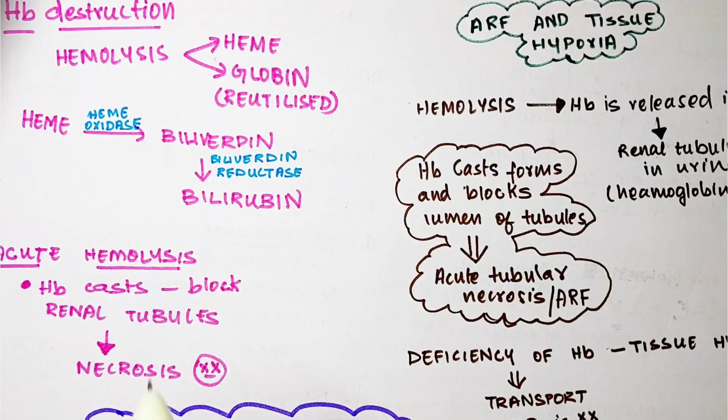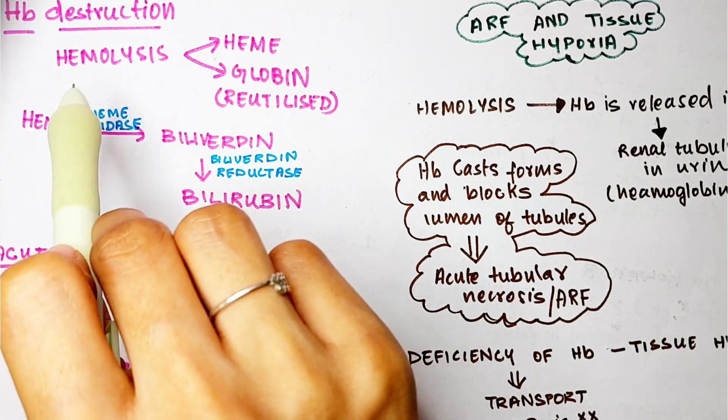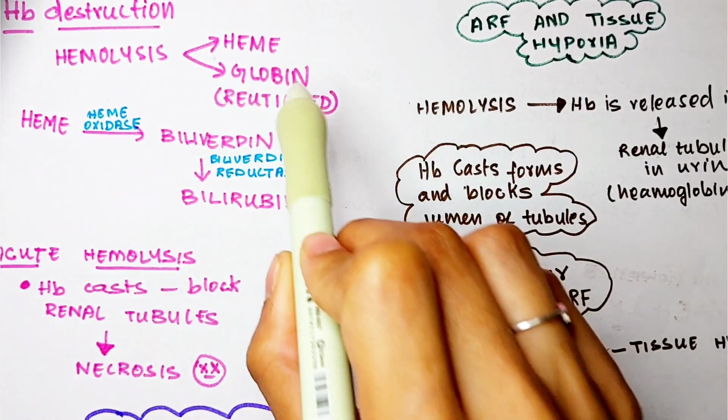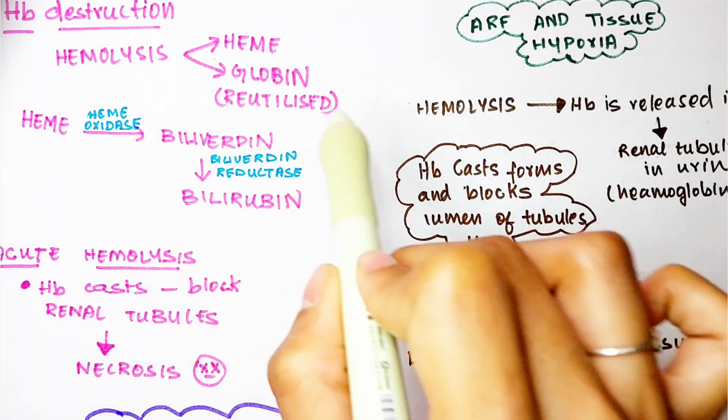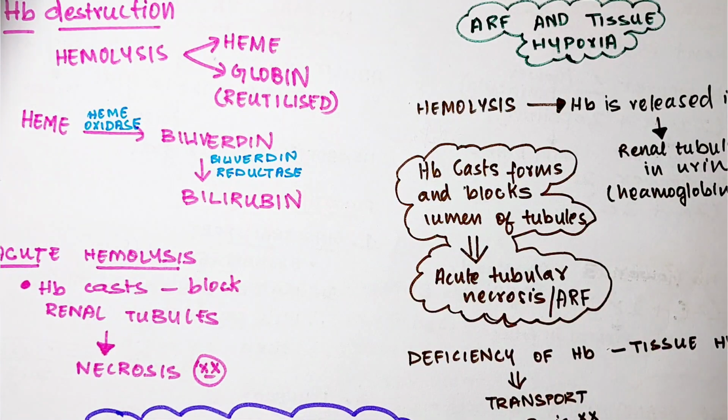Over here, let's go into the first clinical topic. Hb destruction, that is hemolysis. Hemolysis means breakdown of hemoglobin. So hemoglobin, when undergoing hemolysis, would form heme and globin. Now this globin is a good one, like a good kid, and is going to get reutilized and help in the further formation of hemoglobin again.